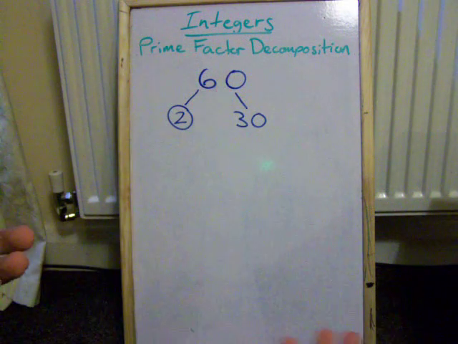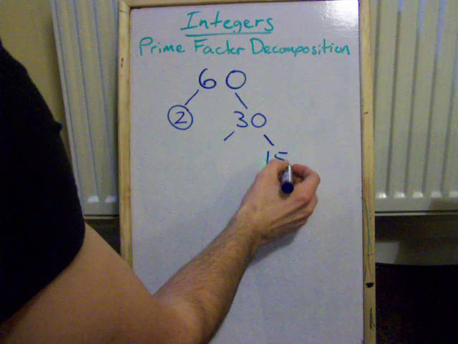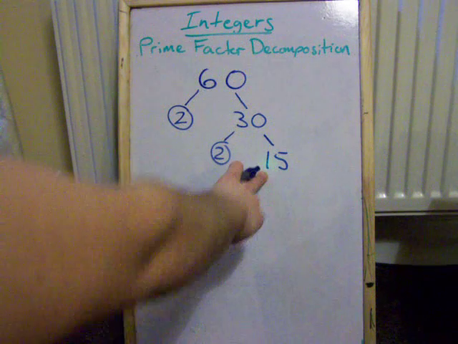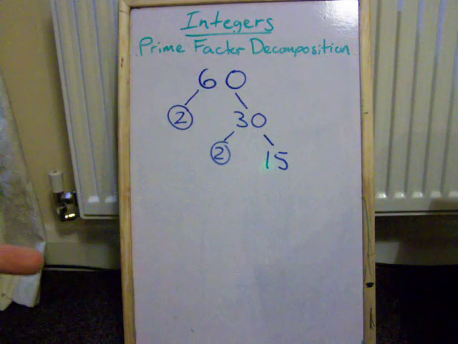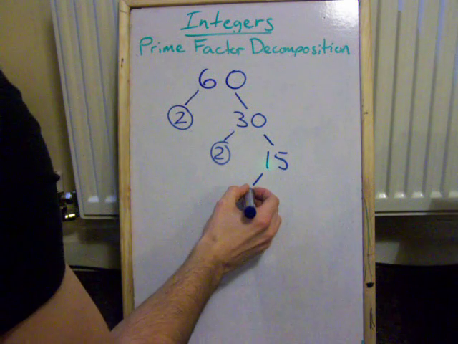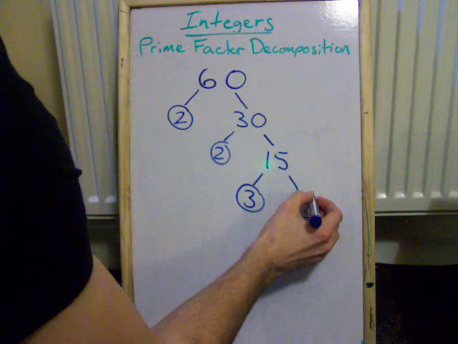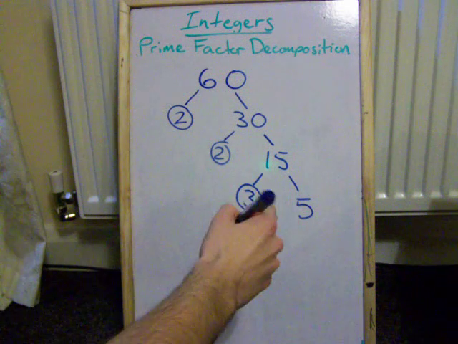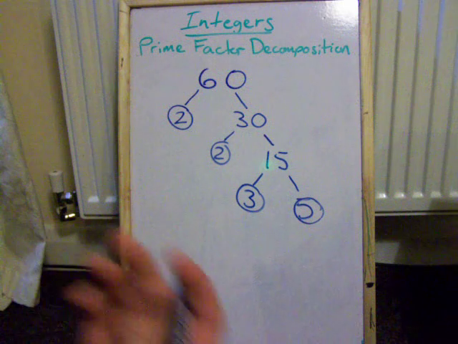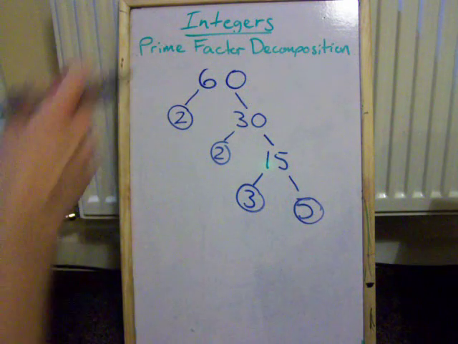So 30 divided by my first prime again, which is 2. I can do that, so that's going to leave 15. Again, I've divided by a prime number, so I circle it. 15 isn't prime. It's also not divisible by 2, so I have to go to my next prime number, which is 3. Now 15 is divisible by 3, so that works, and when I divide 15 by 3, I get 5. At this point, 5 is a prime number, so I've stopped my prime factor decomposition because I've got all the prime factors that fit into 60.